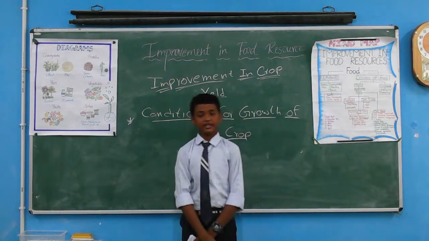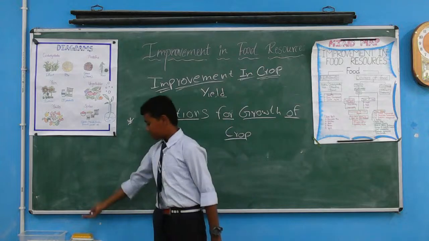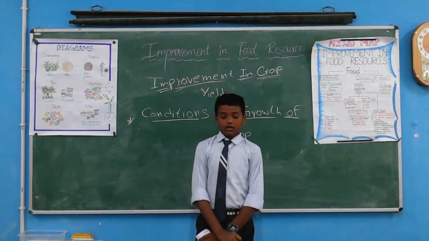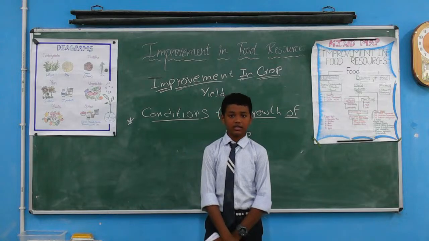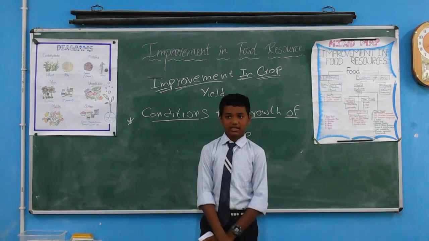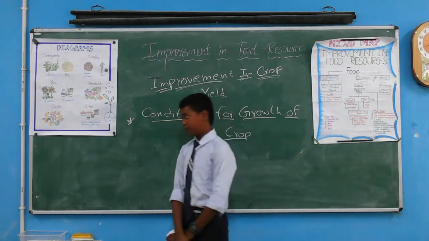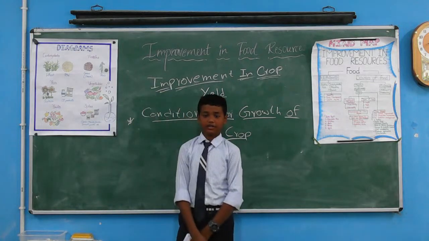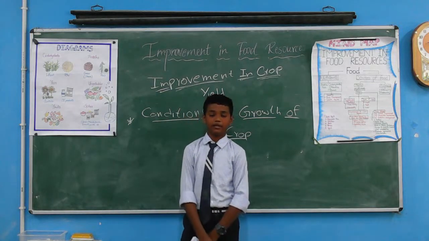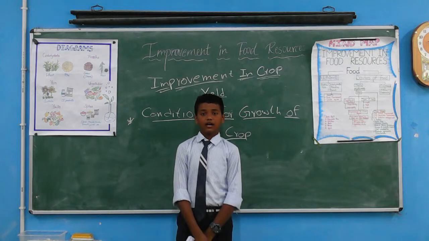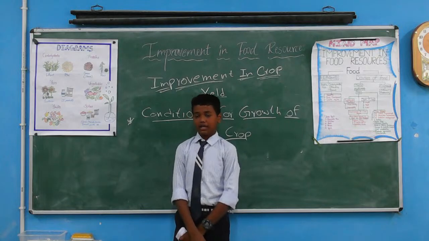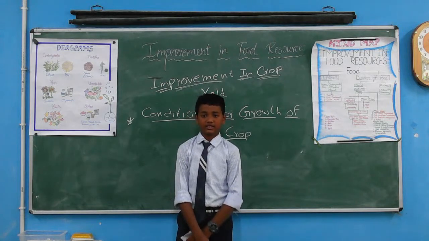Yes, you are absolutely correct. The duration of the period in which the plant undergoes the process of photosynthesis is called photoperiod. We already know that plants manufacture food by themselves through the process of photosynthesis. And let us know about the seasonal crops.